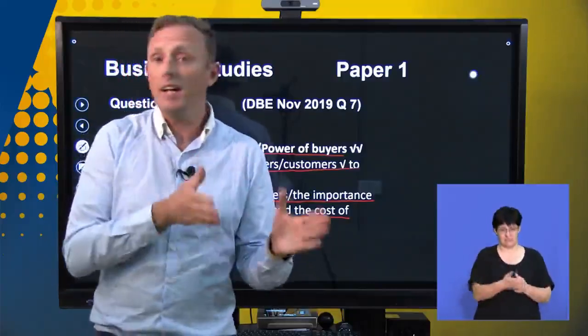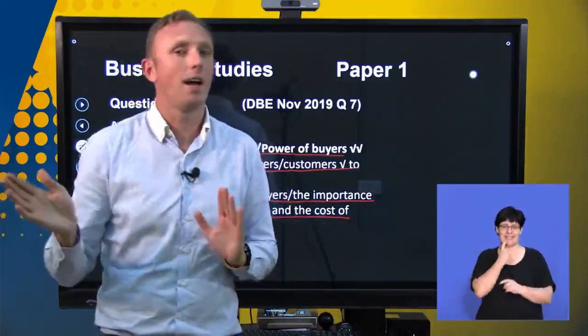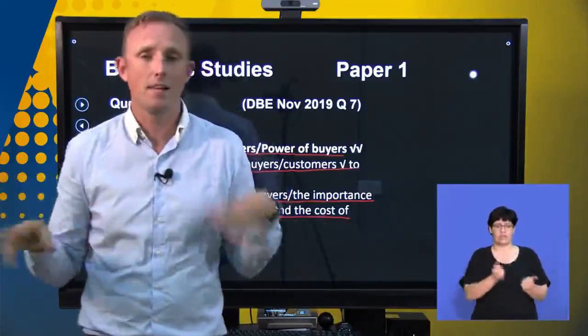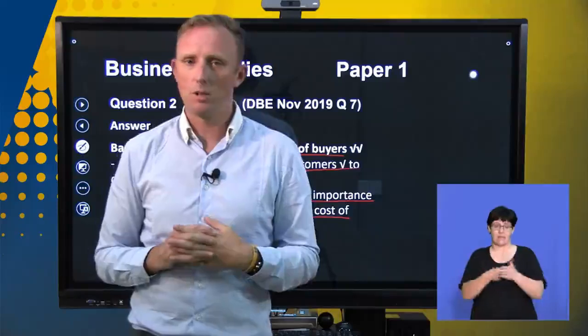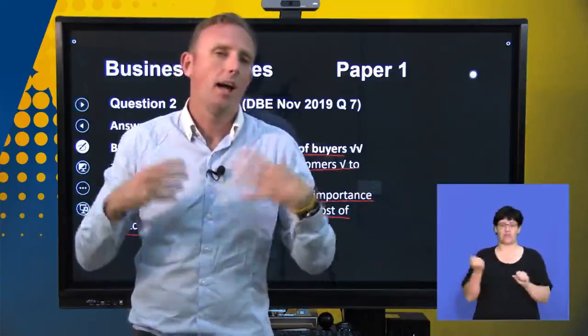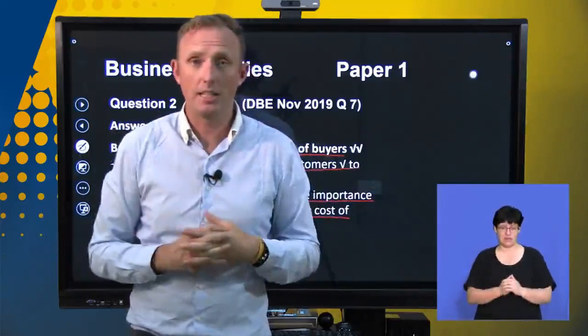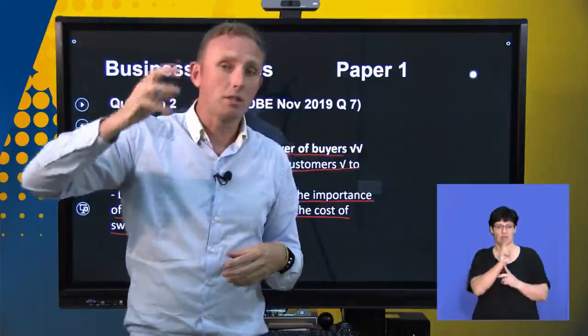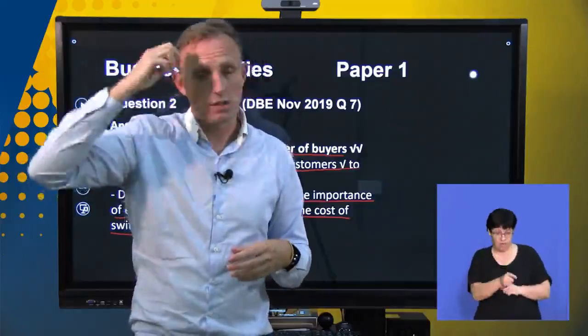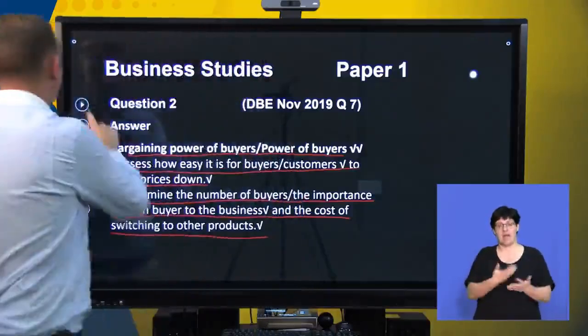Whereas if it's very easy for you to switch from one supplier to another as the buyer, you're going to have a lot more power there, because you can chop and change without there being any financial impact on you, and that makes it a lot easier for you to switch. And because of that, the buyers can have a lot more power.